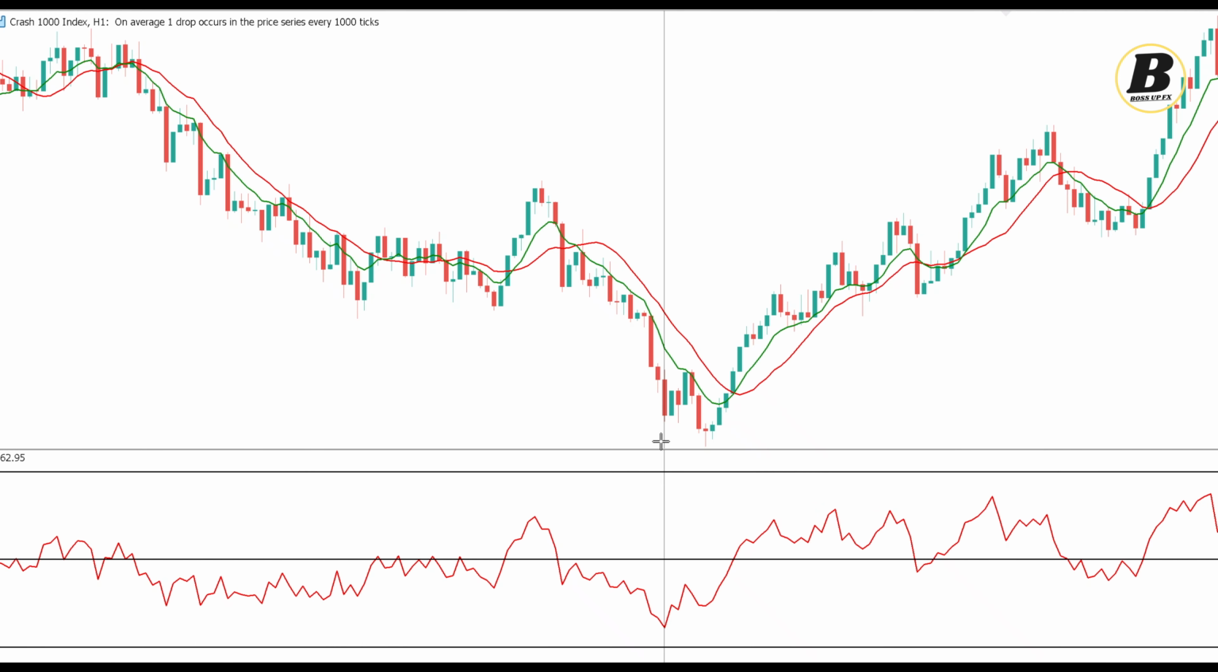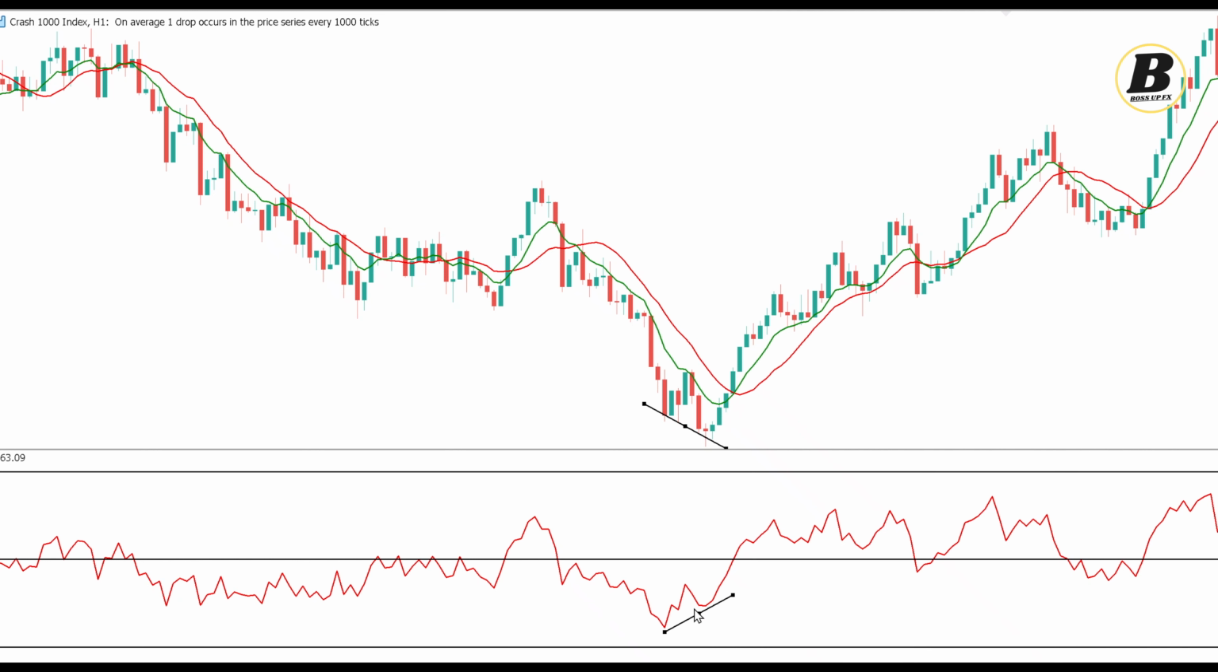Here we have a divergence in front of us, as you can see right here. Okay, here you have a low, you have a lower low, right? Here you have a lower low, you have a low here. Instead of having a lower low, you have a high. Whereas here you have a low and there is a lower low.